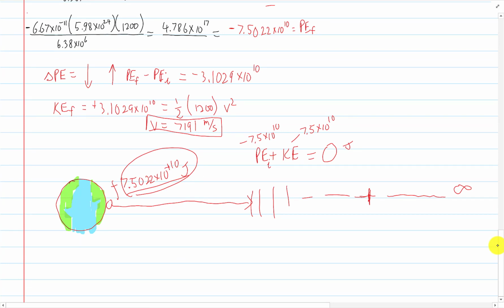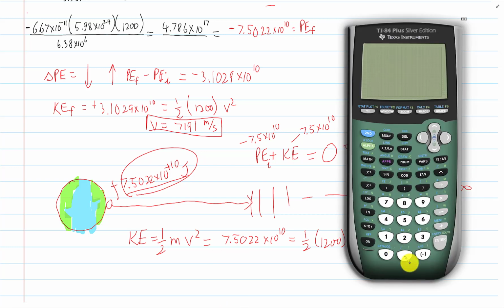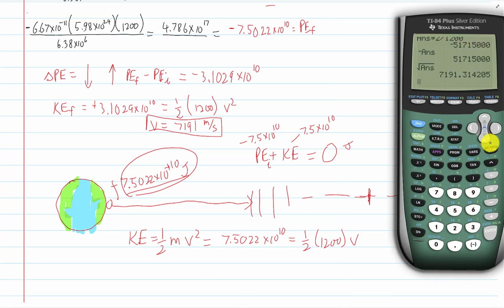And that is called the escape energy. What speed would that be? Sometimes people think to throw it infinitely far away, you need an infinite speed. No, you don't. Interesting enough. So its kinetic energy would equal 1/2 mv squared, which is going to be 7.5022 times 10 to the 10th. And that's going to equal 1/2 times the mass of this object, which was 1,200 kilograms, times v squared. So let's plug this in. I'll take that number from above, if I can find it. There it is. Take that number, multiply it by 2, divide by 1,200, and then take the square root.